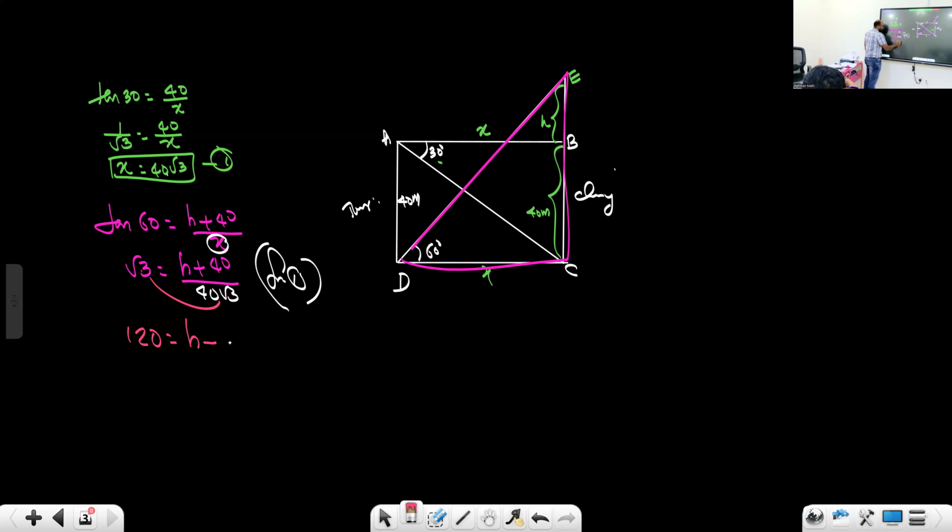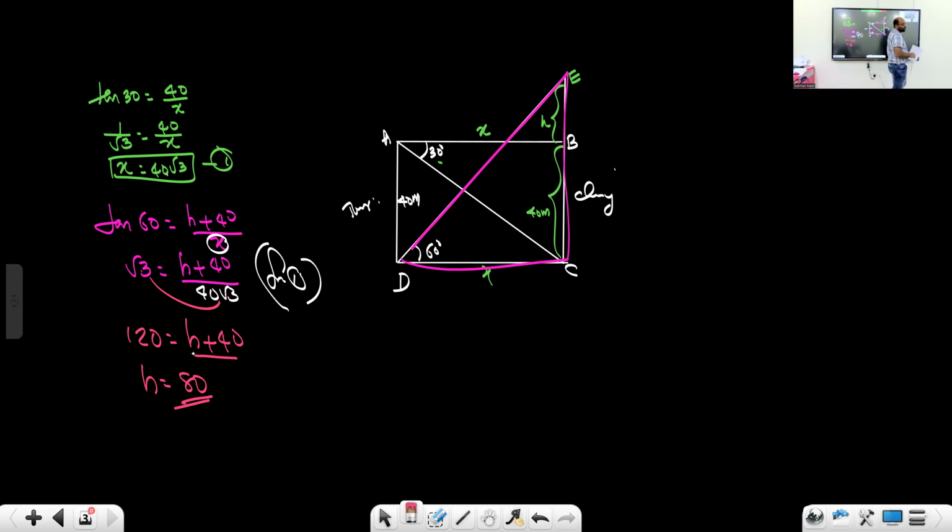H plus 40. So H equal to how much? 80. This is not the height of the chimney. What is the height of the chimney? H plus 40, 80 plus 40, 120 meter. Therefore, the height of the chimney is 120 meter.